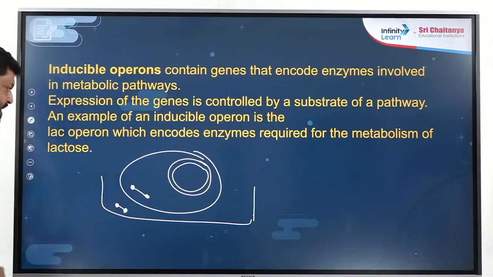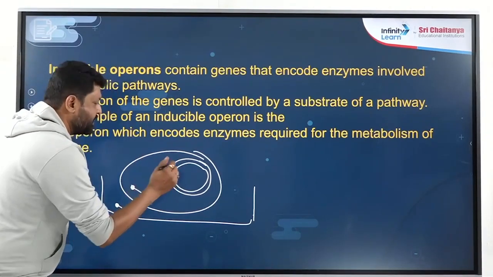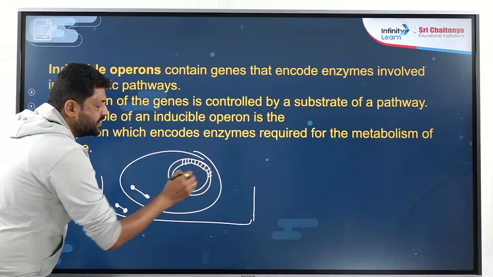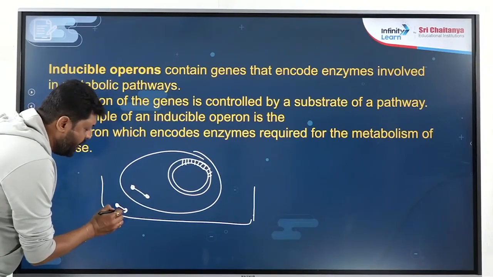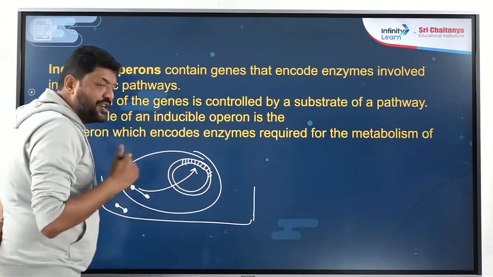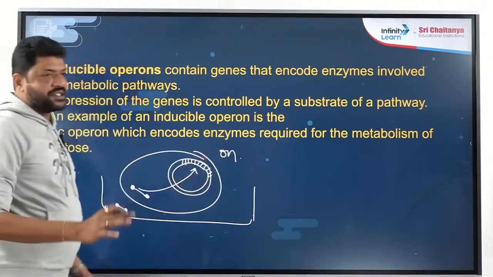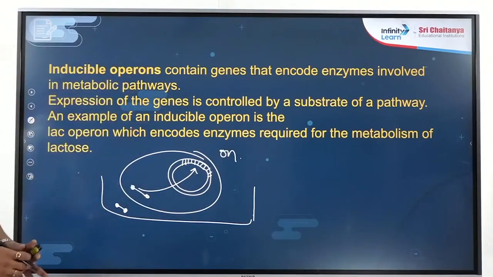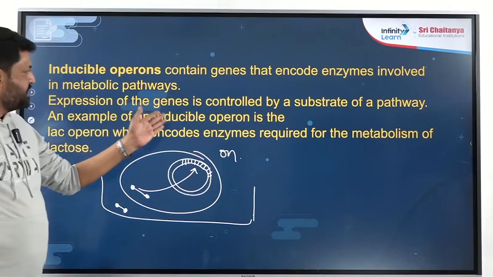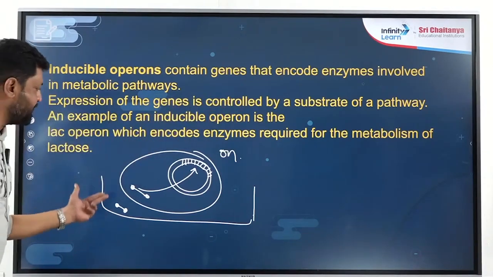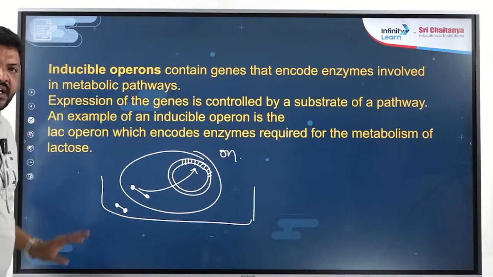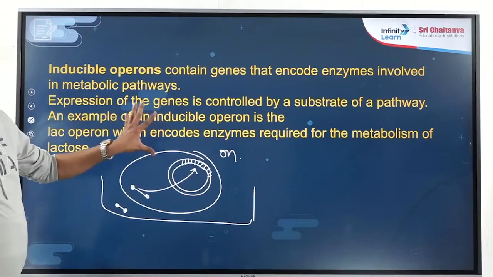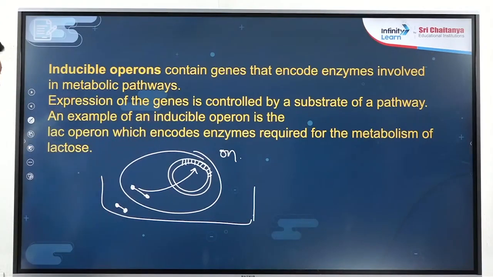Allolactose enters the bacterial cell and switches on its genes, just like switching on a fan. Then it is called an inducible system. So the substrate lactose switches on the genes, and the operon is called an inducible operon. It contains genes that code for enzymes involved in the metabolic pathway. Expression of the genes is controlled by the substrate. If the substrate comes in, then only it switches on. If the substrate is not there, it will be switched off. So the substrate makes those genes switch on, hence it is called an inducible system.